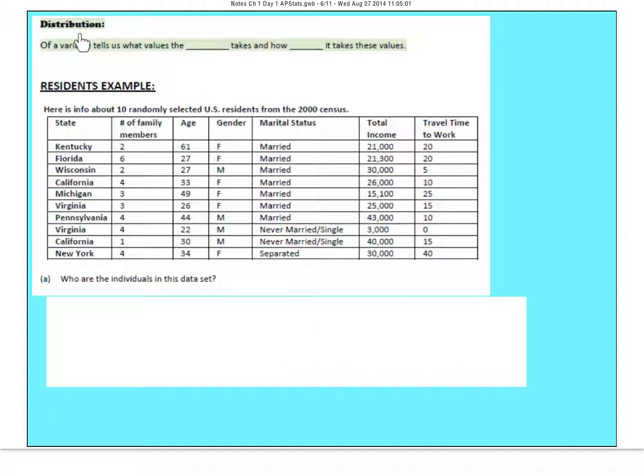Now, distributions are used quite often in AP statistics. What they do, it's of a variable, and it tells us what values the actual variable takes and how often it takes these values. So, for example, talking about eye color, you might see a distribution of eye color of students in a class. Maybe it would be a bar graph, and it would show the counts of those with brown eyes, blue eyes, green eyes, and so forth.